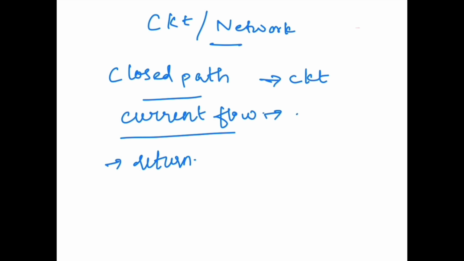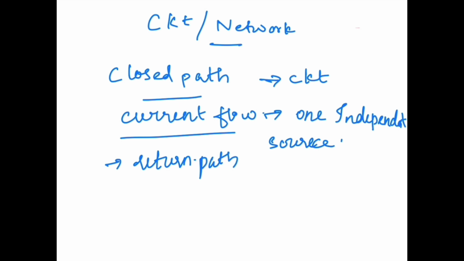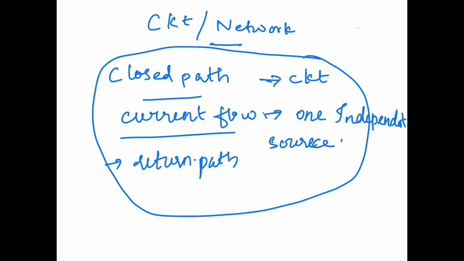For a circuit there will be a current flow. That means there will be at least one independent source. Along with the closed path, there should be a return path for the current to flow. If any of these conditions fail, then we can call that circuit a network. So for a circuit, it will be a closed path, and there should be one independent source for the current to flow, and there should be a return. If any of these conditions fails, then it is called a network.